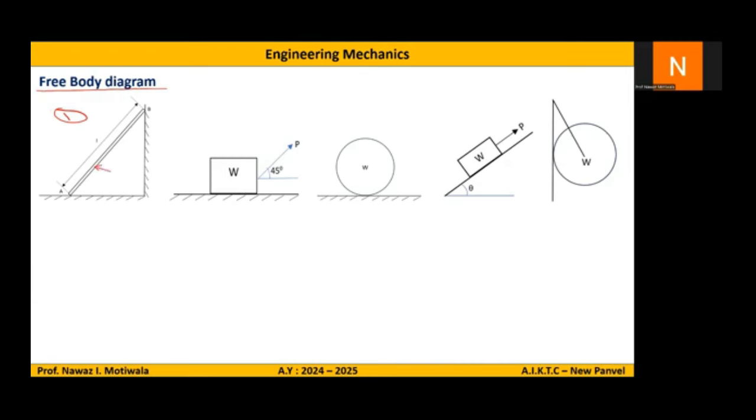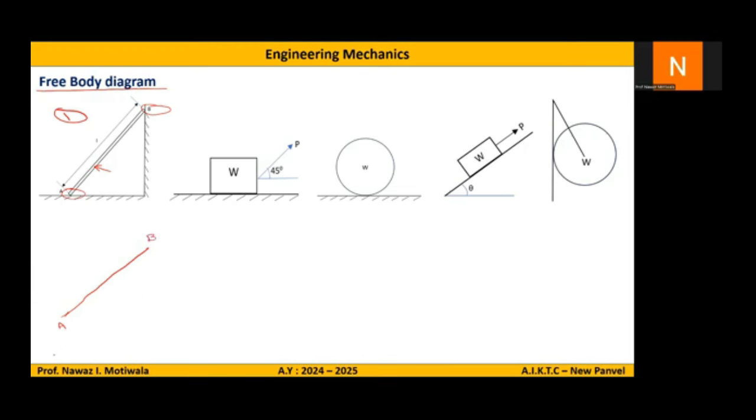is being supported at this particular point B and this particular point A. So now if I remove these supports and draw the diagram, that will be known as the free body diagram of that ladder. So let us start with drawing the free body diagram. First I will remove all the supports and draw the ladder like this. So this is a ladder starting at A and going up to B.